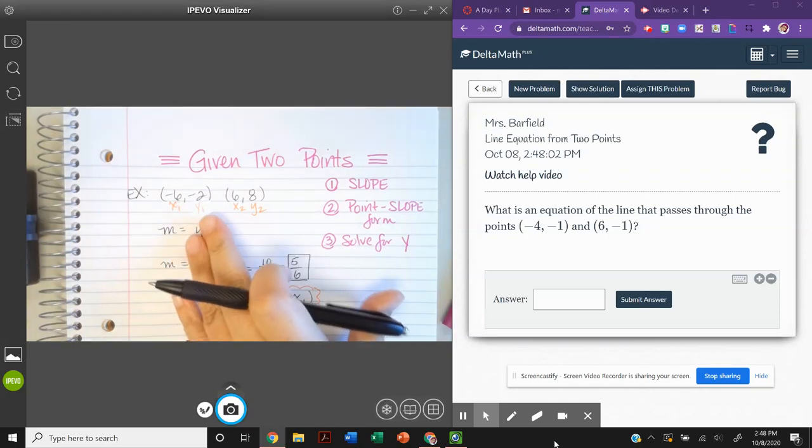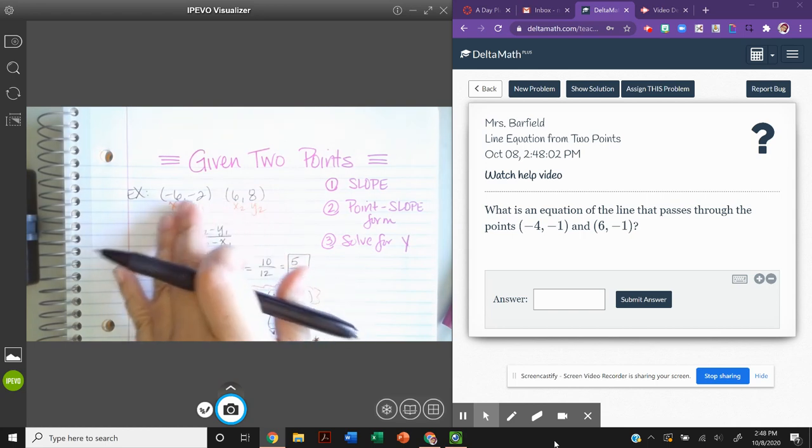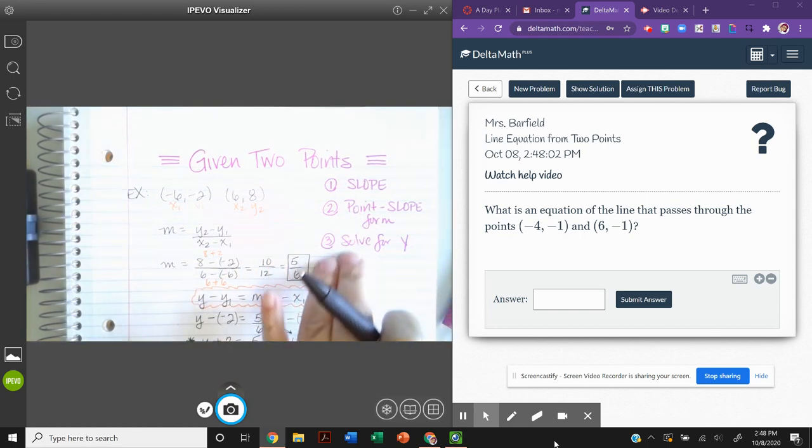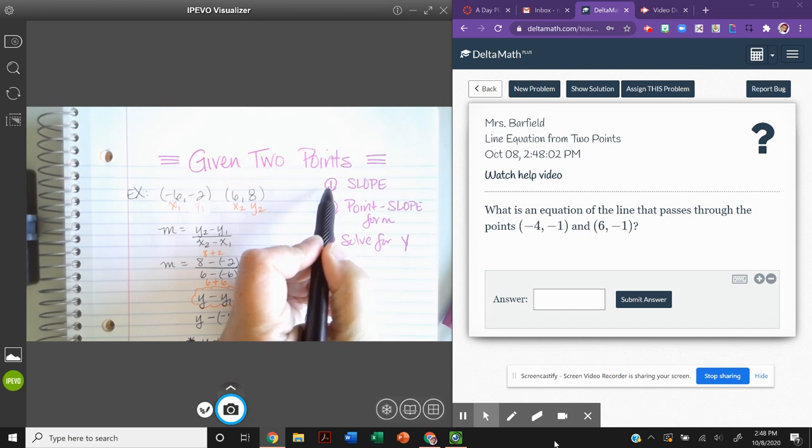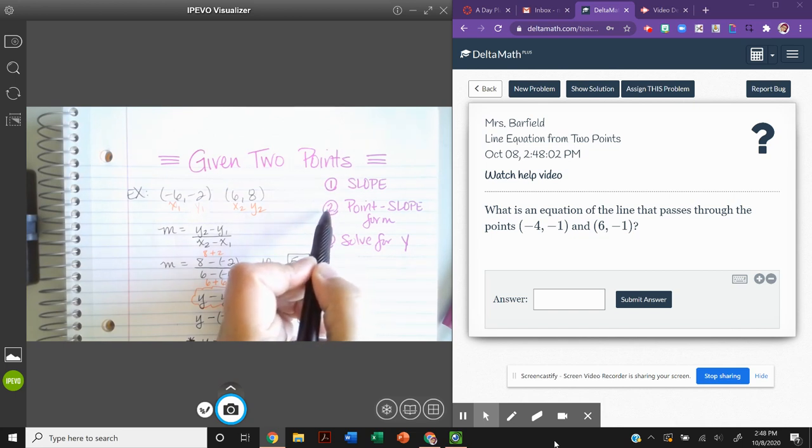We're going to be doing the same thing, except now we're going to change the points that we've been given, but our steps are going to be the same. We're going to find our slope first, point slope form, and then we're going to solve for y.